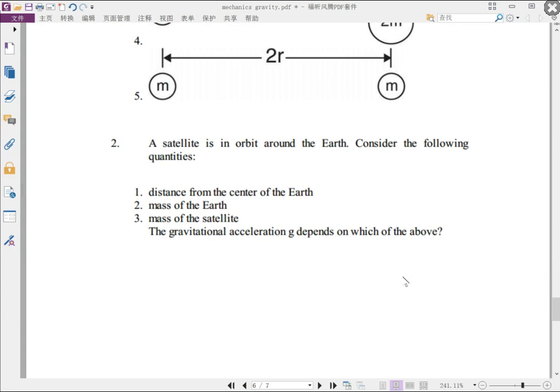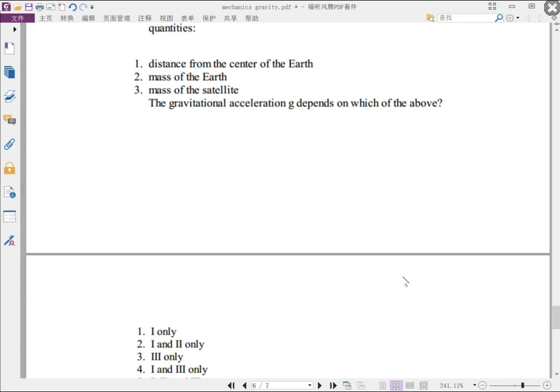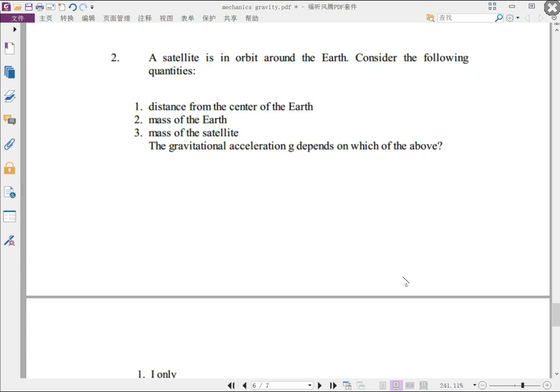Next, a satellite is in orbit around the Earth. Consider the following quantities: distance from the center of the Earth, mass of the Earth, mass of the satellite. Gravitational acceleration depends on which of those above? Okay, of course it depends on this because acceleration is determined by force over mass. So mass of the satellite, of course, and it depends on mass of the Earth. So we write it out.